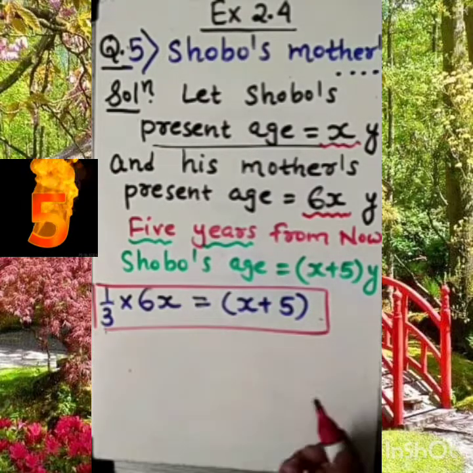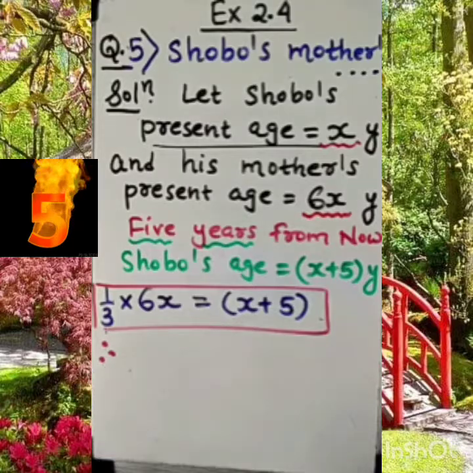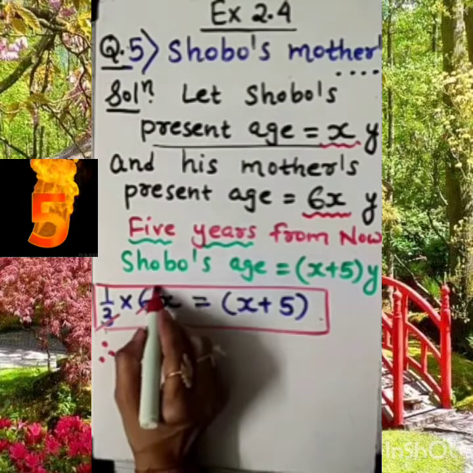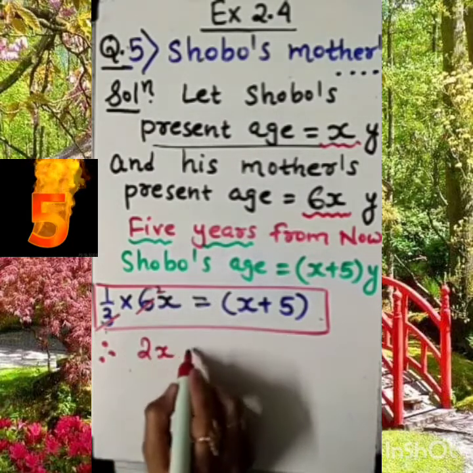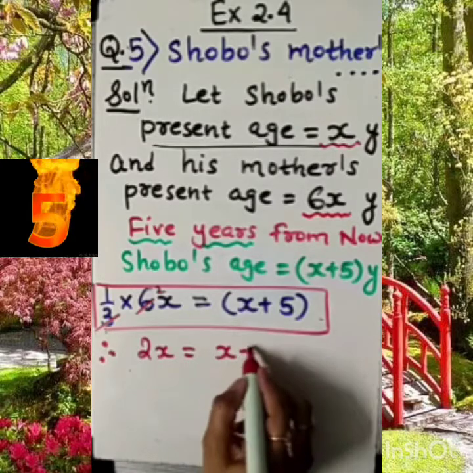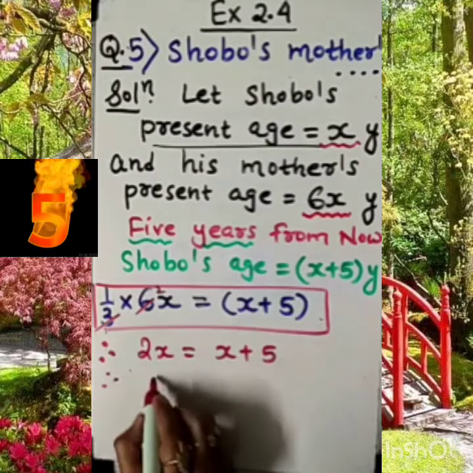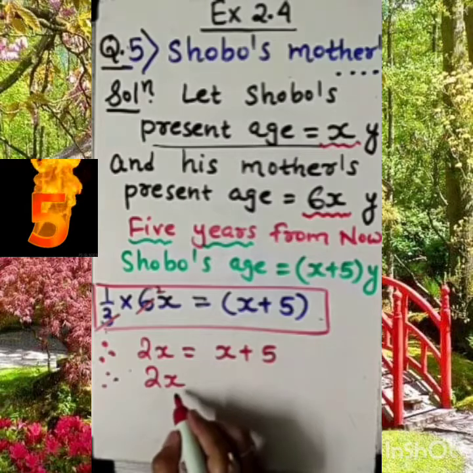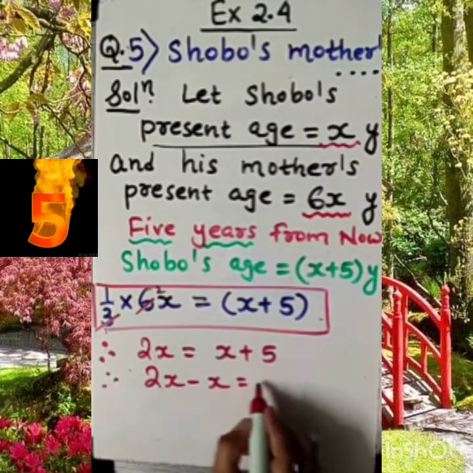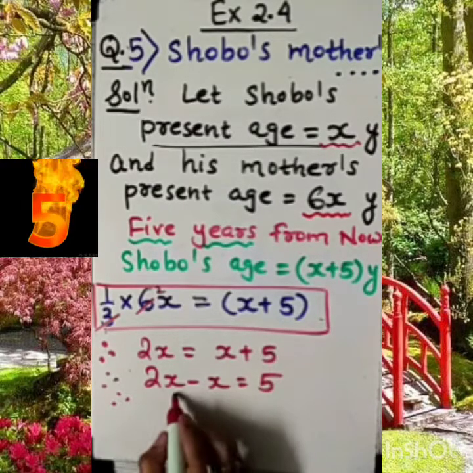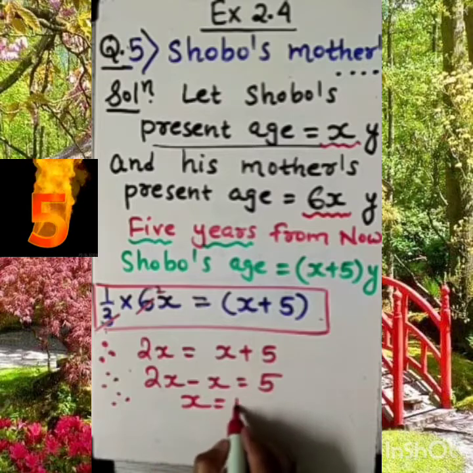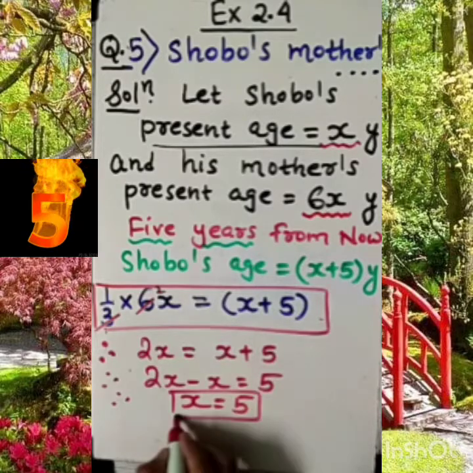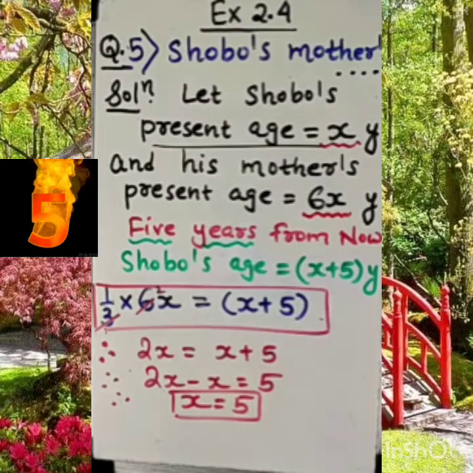Now it depends on us how we simplify. As we know, the 6 will be cancelled with the 3, so it will be 2x equal to x plus 5. Therefore, this x I am bringing to the left side, so it will be minus x. 2x minus x is x, equal to 5. So the value of x equals 5.